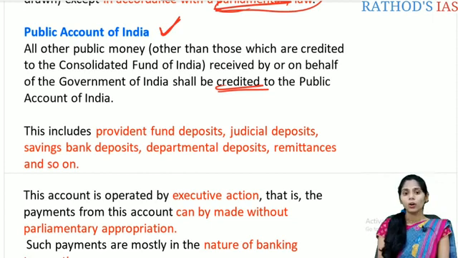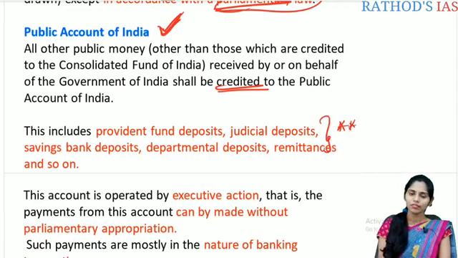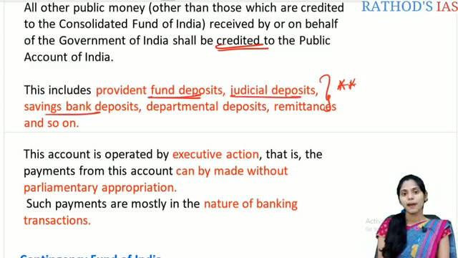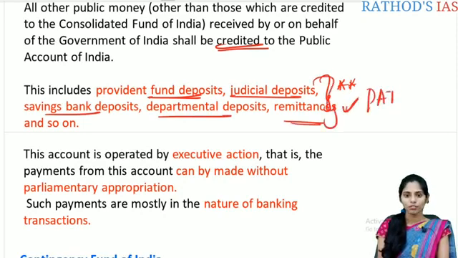So what is all included in this Public Account of India? This part is again important for the prelims. So please focus here and try to memorize. This includes mainly provident fund deposits, judicial deposits, savings bank deposits, departmental deposits, remittances, and so on. These come under the Public Account of India under Article 266 of the Indian Constitution.